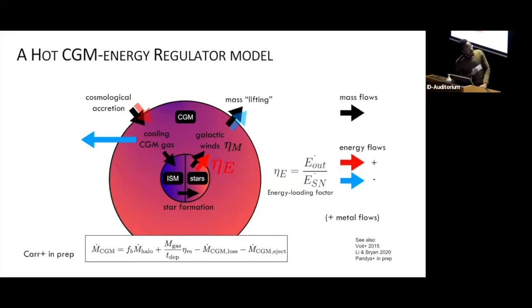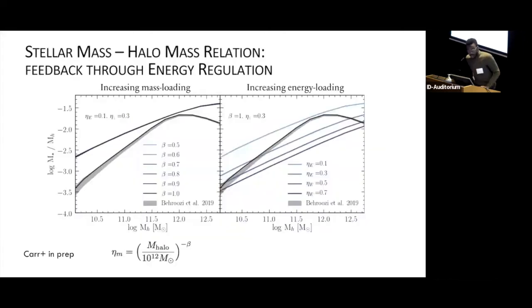Returning to the stellar mass halo mass relation, we can really see the consequences of adding this energy feedback. On the left, where we increase the mass loading factor, what we find quite interestingly is that when the mass is lifted directly to the CGM, it doesn't have much effect on the resulting stellar mass halo mass relation, because the gas you've ejected to the CGM quickly tends to accrete back onto the galaxy, so in the end you don't see much of a difference.